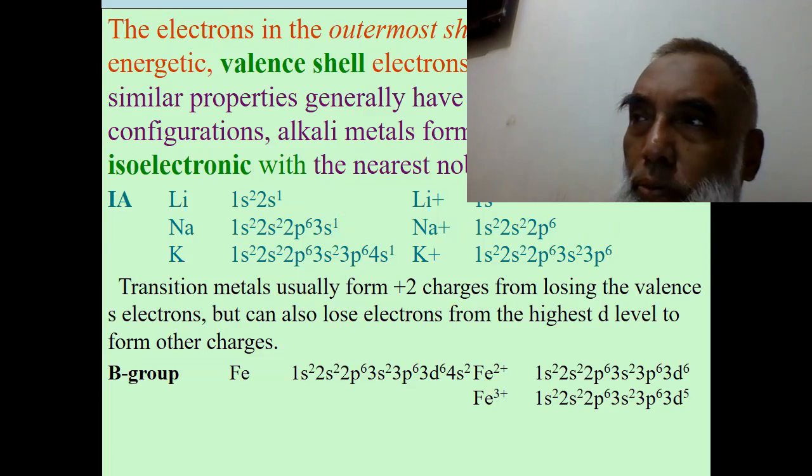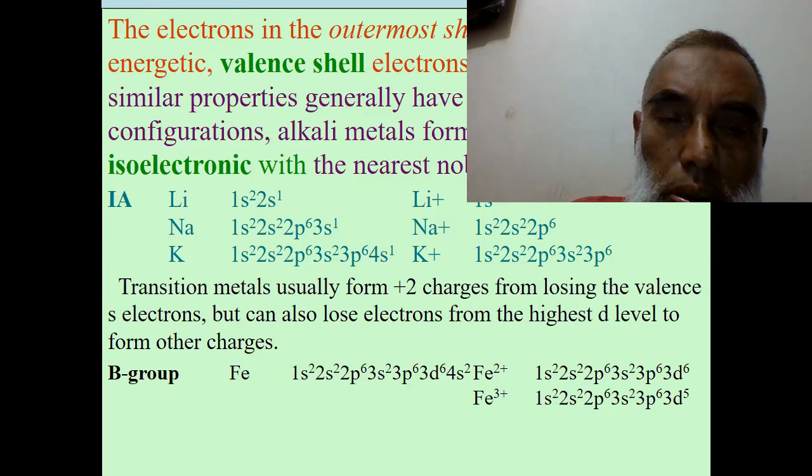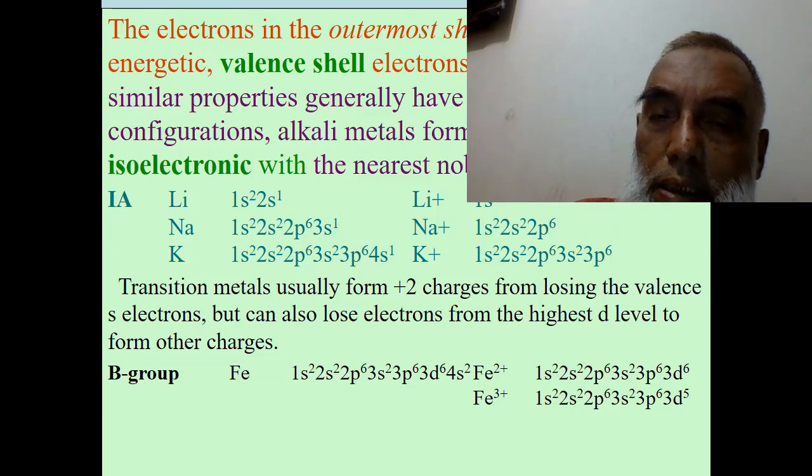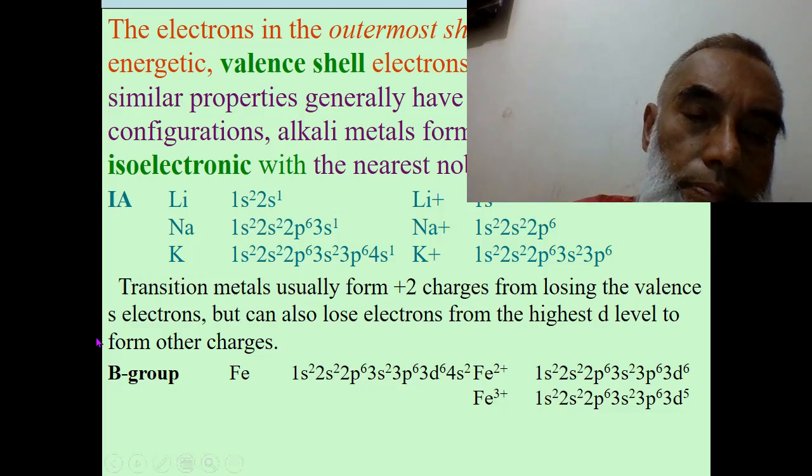Elements of similar properties generally have similar outermost electronic configuration. Thus, alkali metals have one electron in the outermost level. Alkaline earth metals have two electrons at the outermost level. These are your alkali metals: lithium 1s2 2s1, sodium 1s2 2s2 2p6 3s1, potassium 1s2 2s2 2p6 3s2 3p6 4s1. So the outer configuration of the outermost shell is similar. That is, one electron is there.